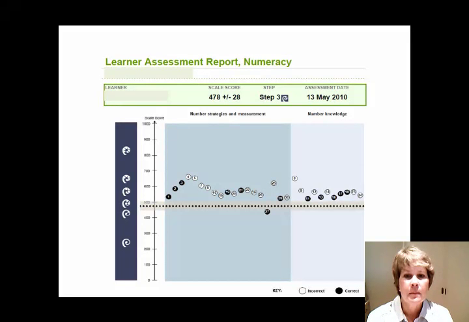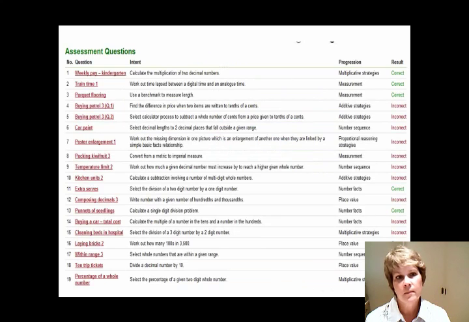Looking here at the same numeracy assessment report that we looked at in the previous sections. This is the scatter plot that we've already done some analysis of. I'm going to look now, though, at the second part of the report, the question detail section of the report, and see if we can get any more information about the learner from this section of the report.